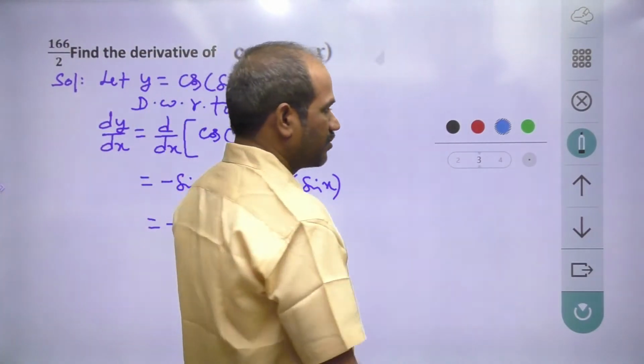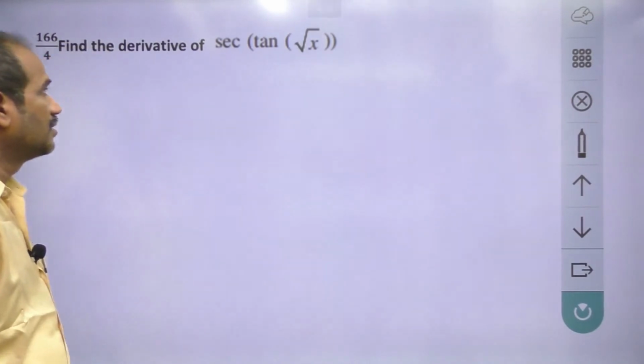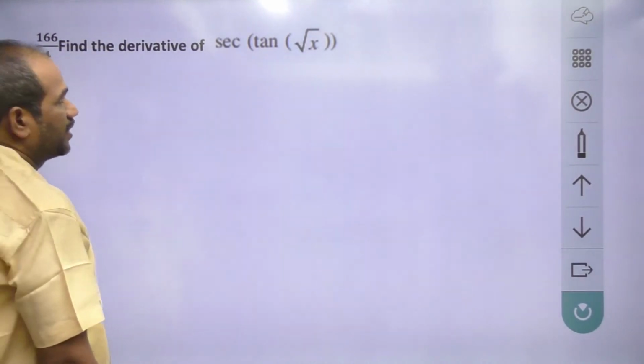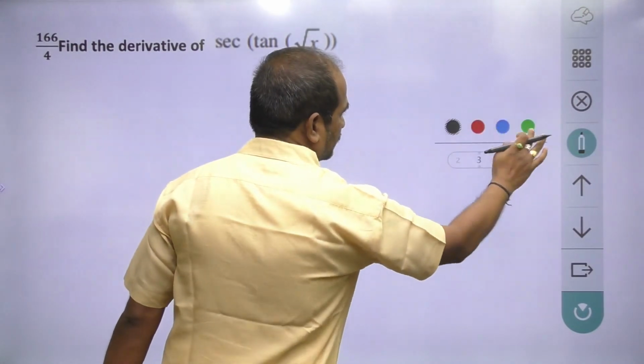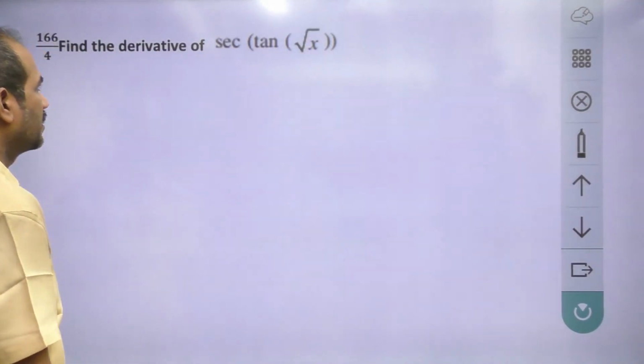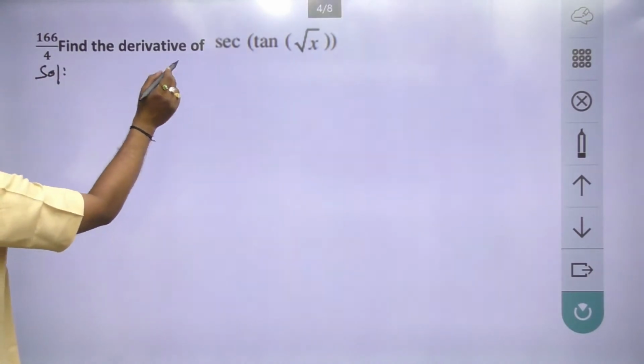Okay, next problem. In this next question, find the derivative of secant of tan of root x. Let's see the solution.